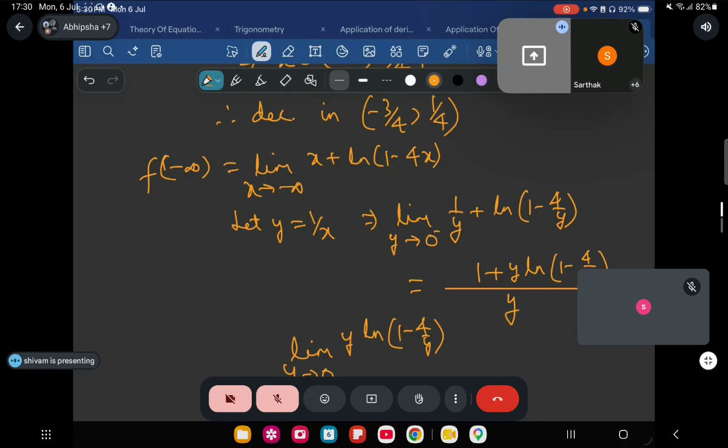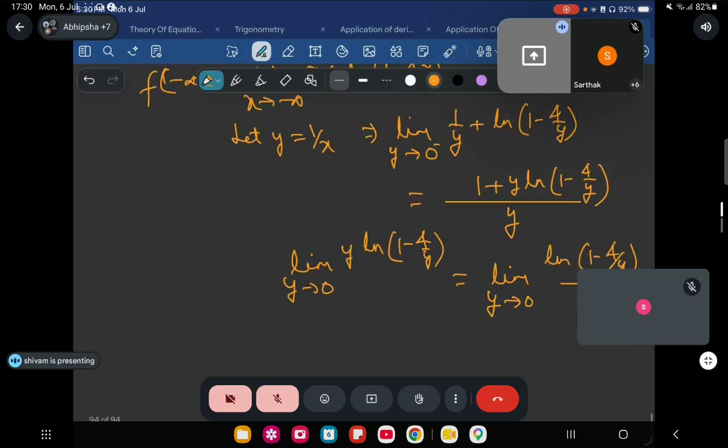So we can write it as limit y tends to 0, ln 1 minus 4 by y divided by 1 by y. Right, tell me. Okay, now we can differentiate once. Let us differentiate once, what will we get? It will be 1 by 1 minus 4 by y into d by dy of 1 minus 4 by y, which will become plus 4 by y square, divided by minus 1 by y square. Tell me, are you getting?